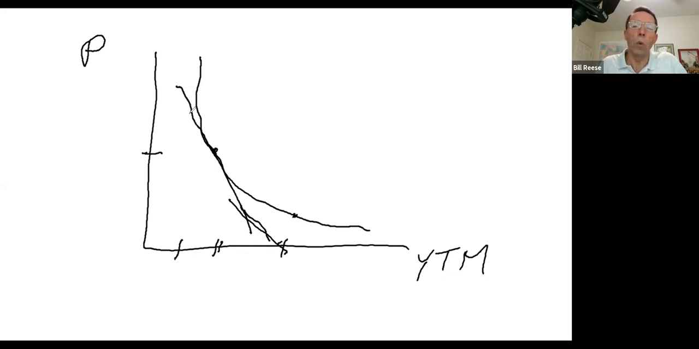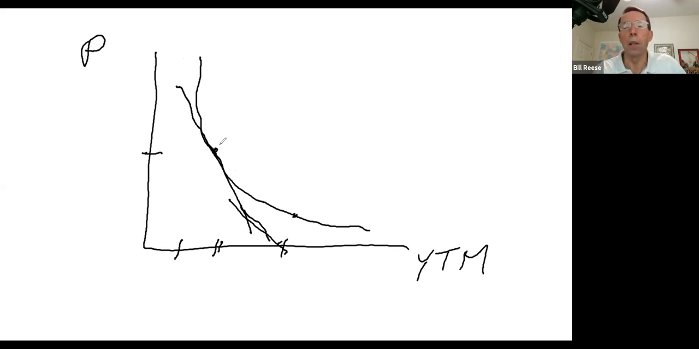Basically, what you're doing with the convexity measure, if you look at this straight line there, a tangent line, is the first derivative of the function at that point. Convexity is going to be the second derivative. When you add the second derivative to the first derivative, you get a better approximation of the function.